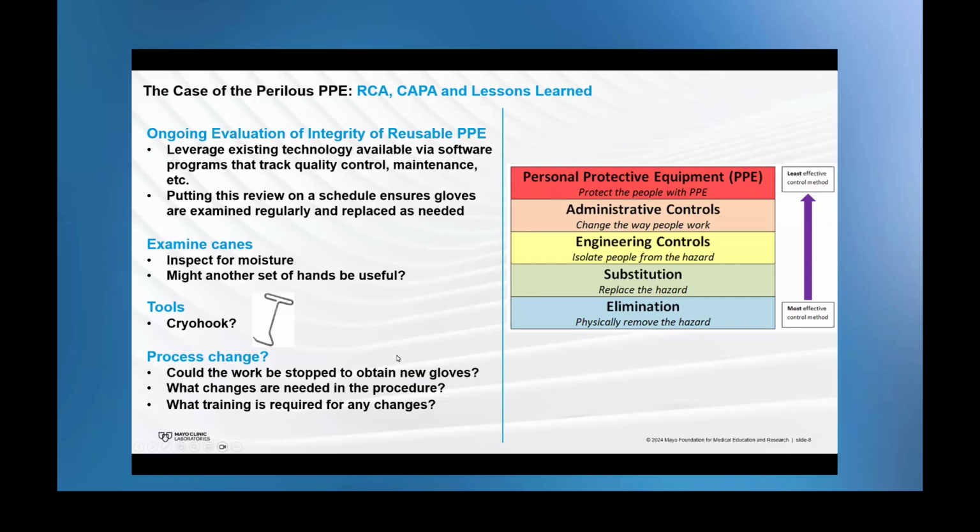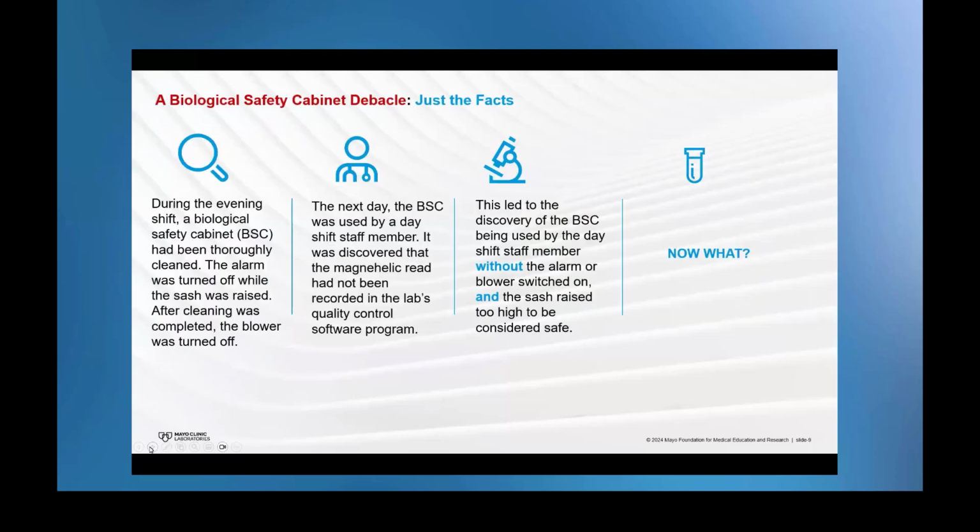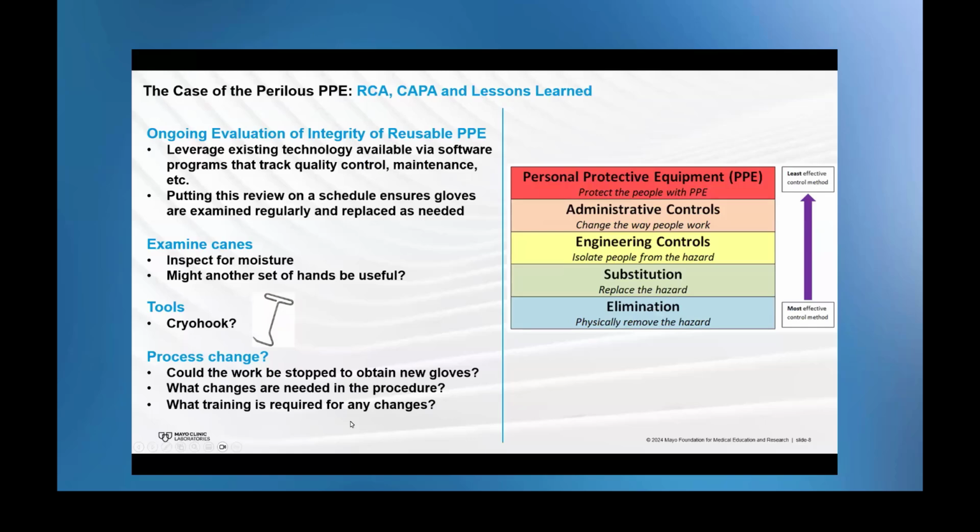When we talk about process changes, this could be hard because we know staffing is difficult on a good day. Changing the procedure might involve another person. And again, that can be really challenging, but these are the types of questions we ask in a root cause analysis. Before I go on, sorry, I got ahead of myself.